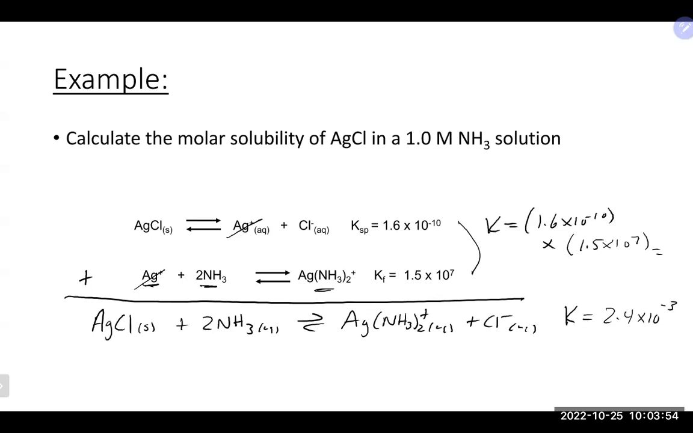So what we have going on here is an overall reaction that's going to occur. It really does express what we're looking for, which is the solubility of the silver chloride when we add ammonia to it. So I'm going to start with that, and I'm going to rewrite our equation here.